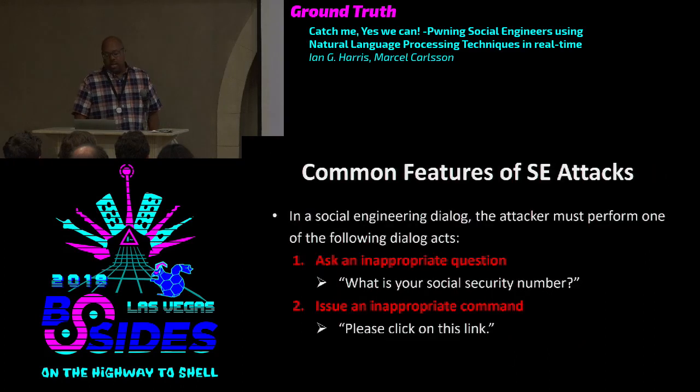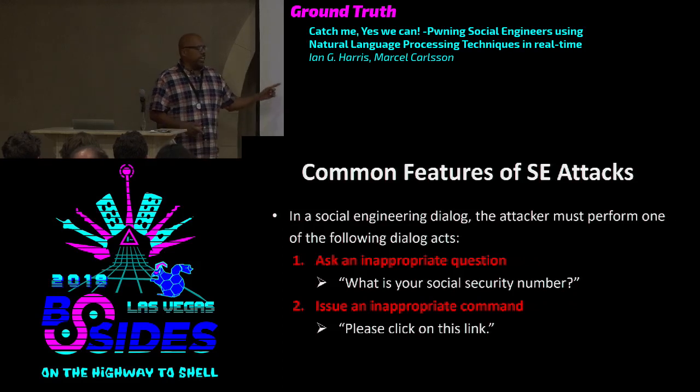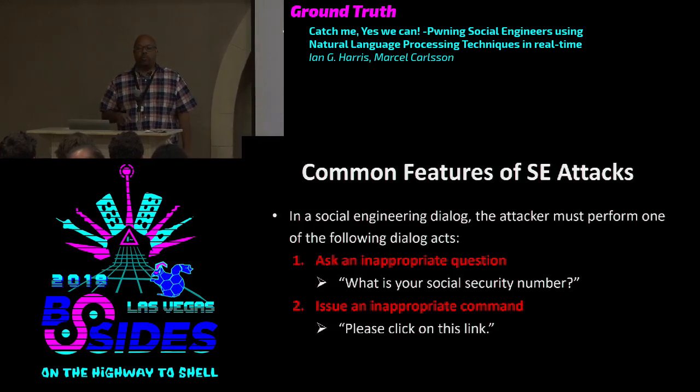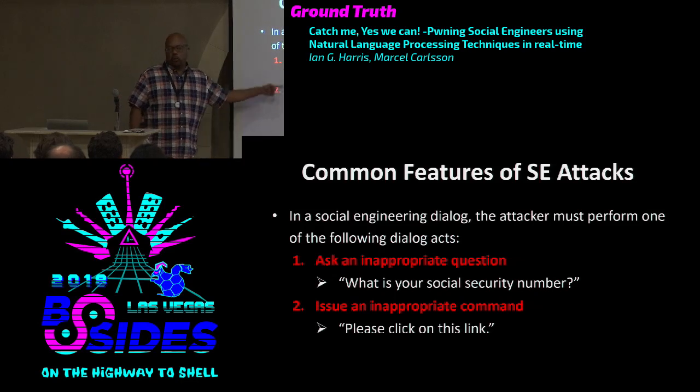The basic idea is that social engineering attacks are complicated, but somewhere in that attack, the attacker has to ask some inappropriate question, meaning a question whose answer is private, like what's your social security number. Or they have to give you an inappropriate command, tell you to do something you shouldn't do, like click on the link. So we're assuming that somewhere in the attack, they have to do one of these two things.